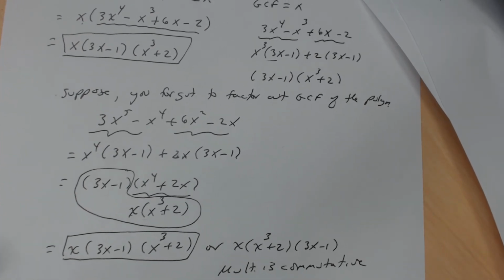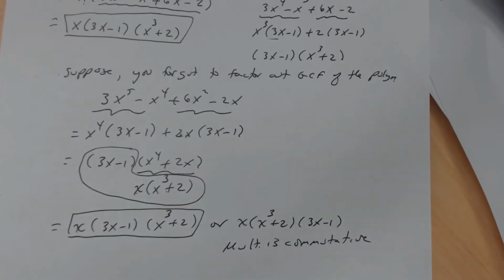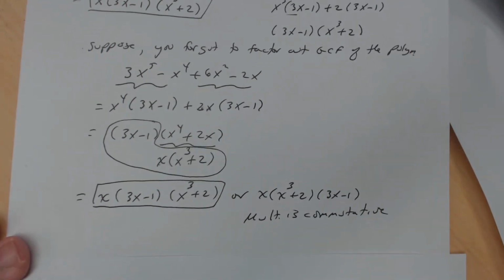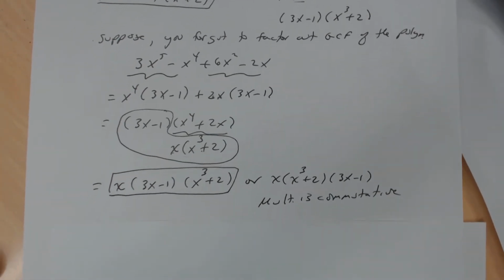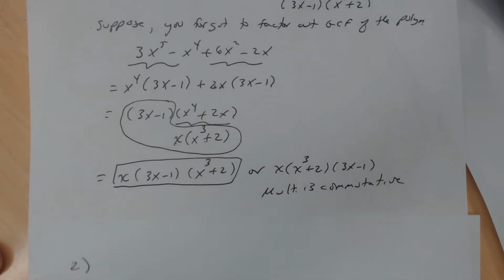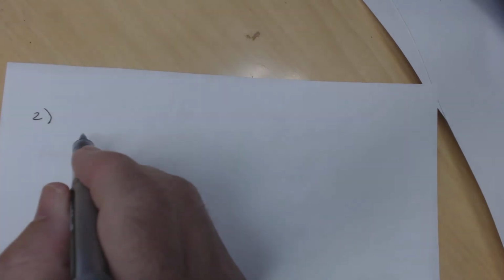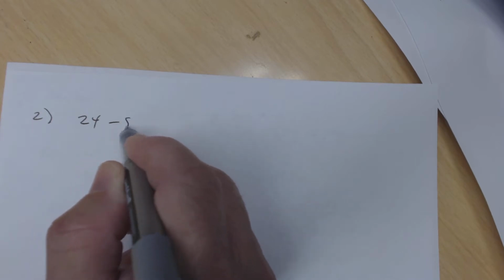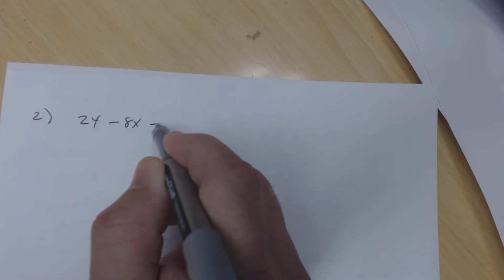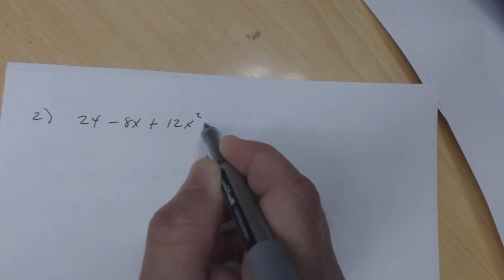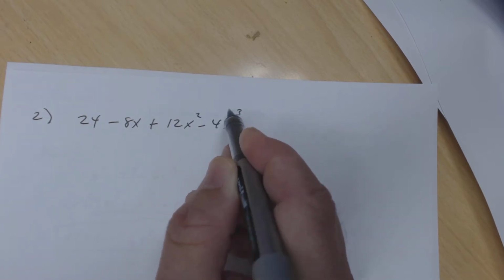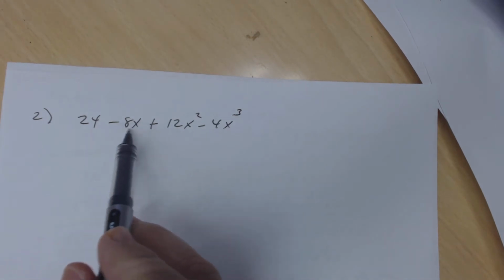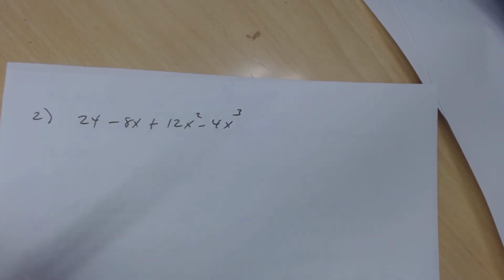Okay, let's do one more example. Number 2, let's cover this. All right, number 2, you have 24 minus 8x plus 12x squared minus 4x cubed. All right, so 24 minus 8x plus 12x squared minus 4x cubed.